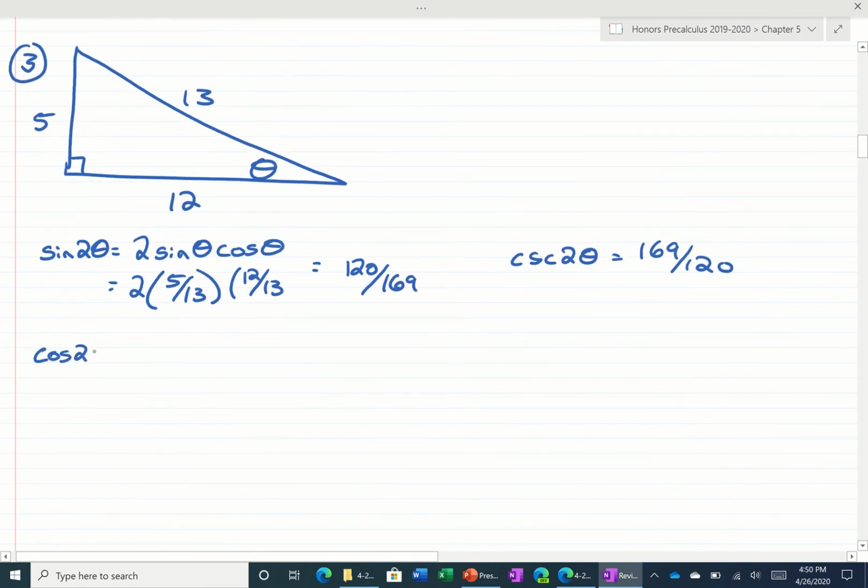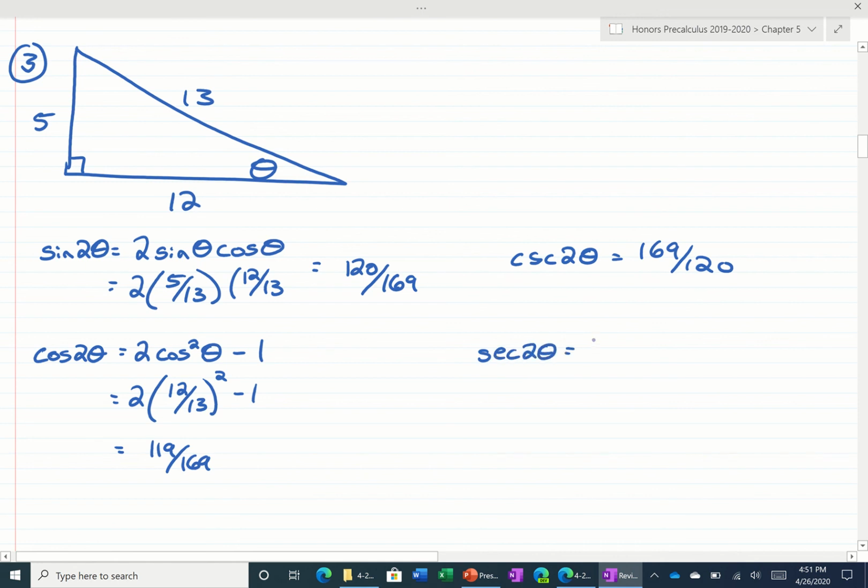The cosine of a double angle, we have 3 different formulas. Doesn't matter which one you use. I'm going to use 2 cosine squared of theta minus 1. So 2 times the cosine is 12/13 squared minus 1. If you type it into your calculator, this would come out to 119/169. And the reciprocal would be 169/119.